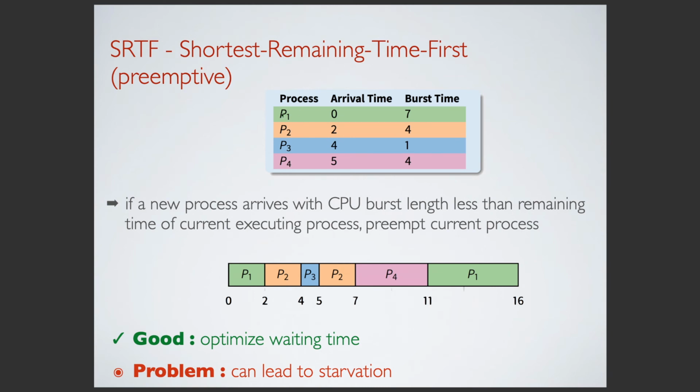Here, for example, you can have process 1 arrive at time 0, process 2 at time 2, process 3 at time 4, and process 4 after 5 seconds. And then the burst time, meaning how long it actually takes to be executed: 7 seconds for this one, 4 for this one, 1 for this one, 4 for this one. So what's the idea with this shortest remaining time first?